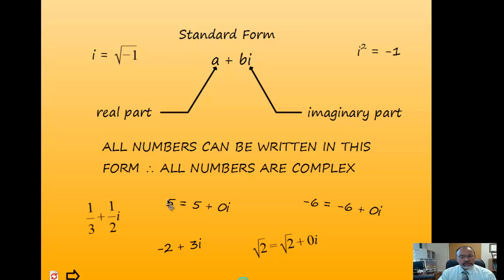If we're just looking at the number 5, you're saying, hey, the number 5, that doesn't have an imaginary part. Well, if we put plus 0i, we now have a real part and we now have an imaginary part. 0i doesn't change the value of 5, so this would be the standard complex form of the number 5. -6, we could do the same thing. We could put plus 0i. So you can see it doesn't matter what number you've ever written in the past. If you were simply to add plus 0i onto the end, you would have a complex number. So all numbers are complex numbers.